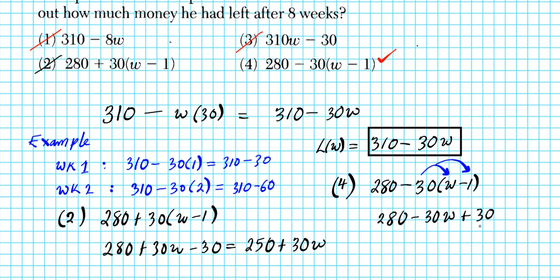Now we combine like terms. 30 and 280, when we combine those two, we end up with 310 minus 30W. Ladies and gentlemen, we have a match. Answer for number 18 is option number 4.